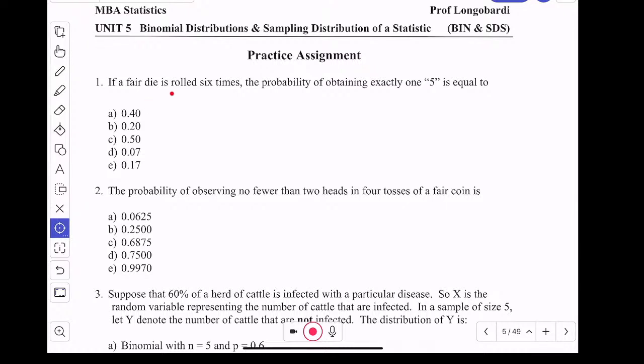If a fair die is rolled 6 times, the probability of obtaining exactly 1/5 is equal to, okay, so this is a binomial because I can identify the parameters and x as the number of successes in n trials that are independent.